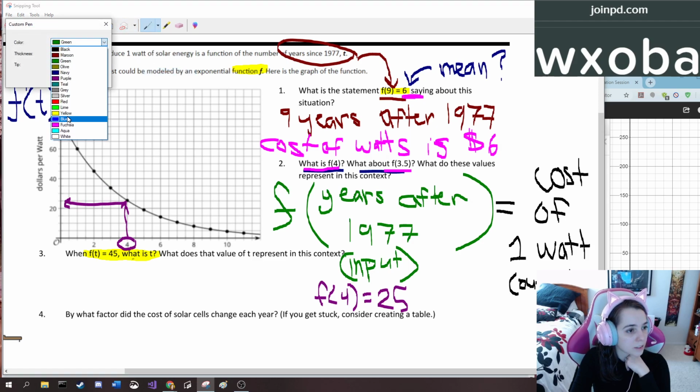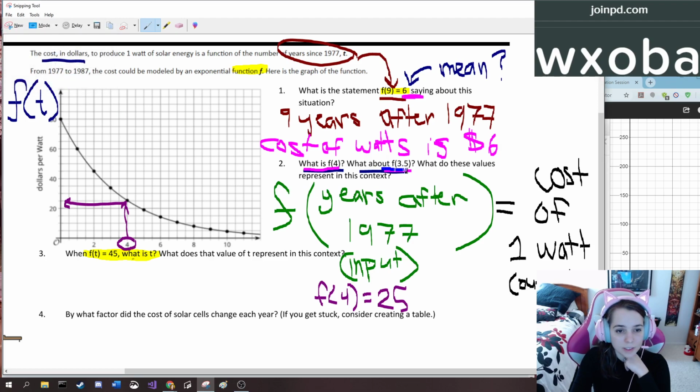Likewise, here, if this is f of 3.5, I would go to the 3.5. So if this is 3, this is 3.5. I would go up to my line. I would take a guess, and I would say this is about 30.